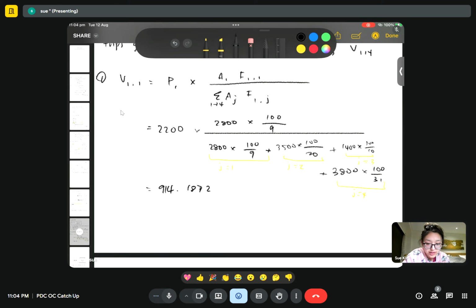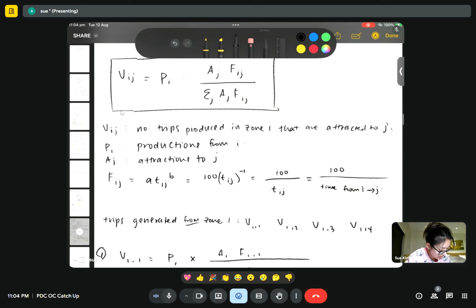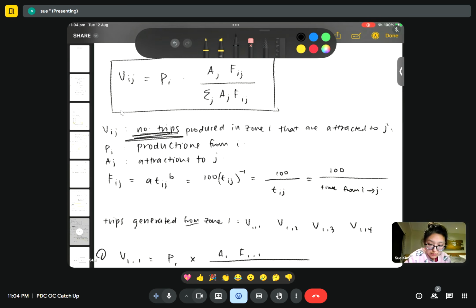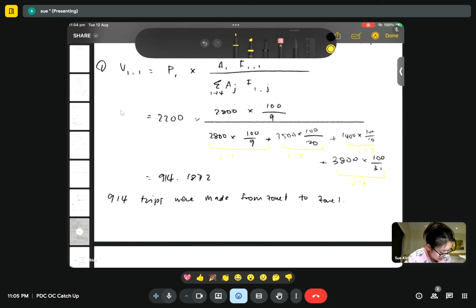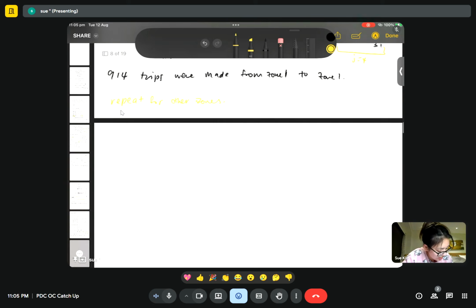And this number corresponds to the number of trips that were produced from zone 1 to 1. So I'm going to round this off to the nearest number. So that means 914 trips were made from zone 1 to zone 1. That's awesome. And now I have to basically repeat for all 4 zones. So I'll just show you repeating for the second zone.